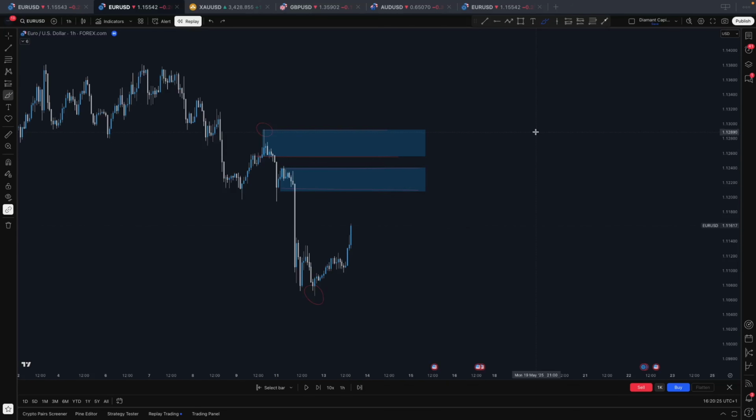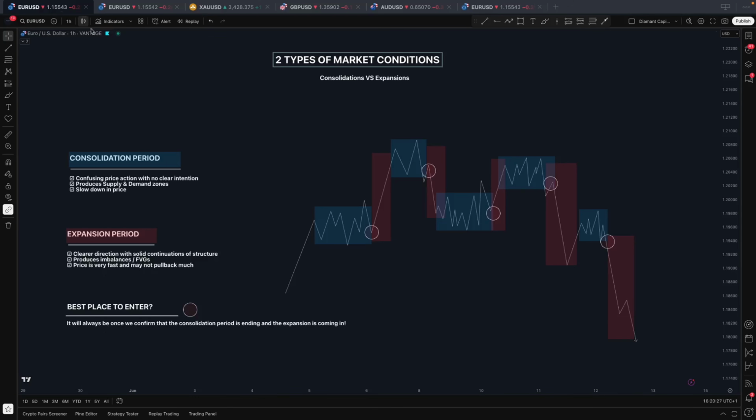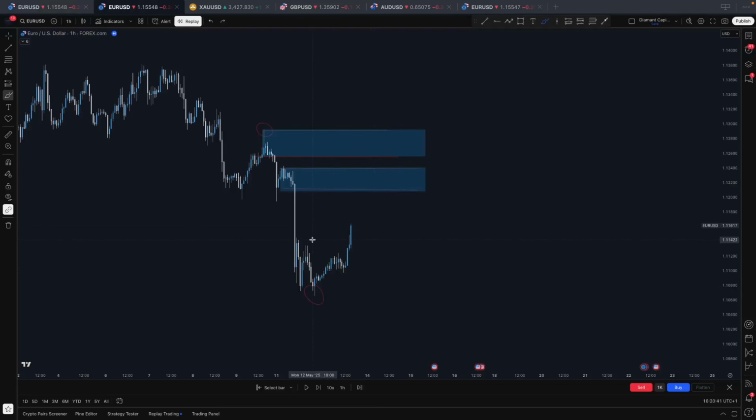Now, how can we capitalize on all of this? Remember how we started our lesson. Everything that we do here is going to be based on what? We have consolidation periods and expansion periods. How do we actually get in on this particular move over here? Because we want to expand on the expansion, right? So this is exactly what we're left with.